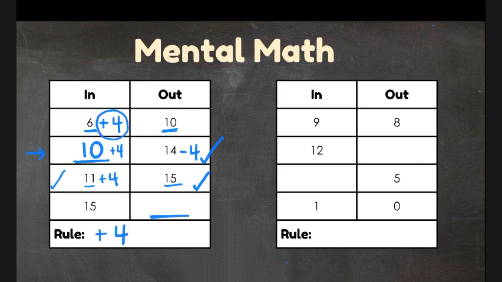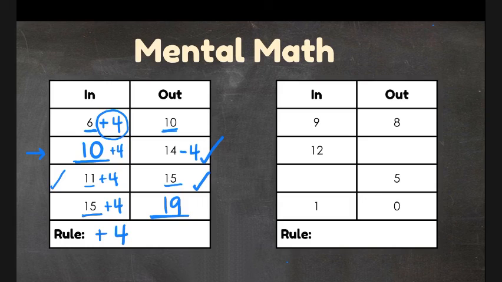Now let's go to my last one where I have my 15. When I have my in, I can just apply my rule. My rule is plus 4. So 15 plus 4 equals 19. Now I have every spot on my table filled in, so this in-out box is complete. Let's look at our next one.